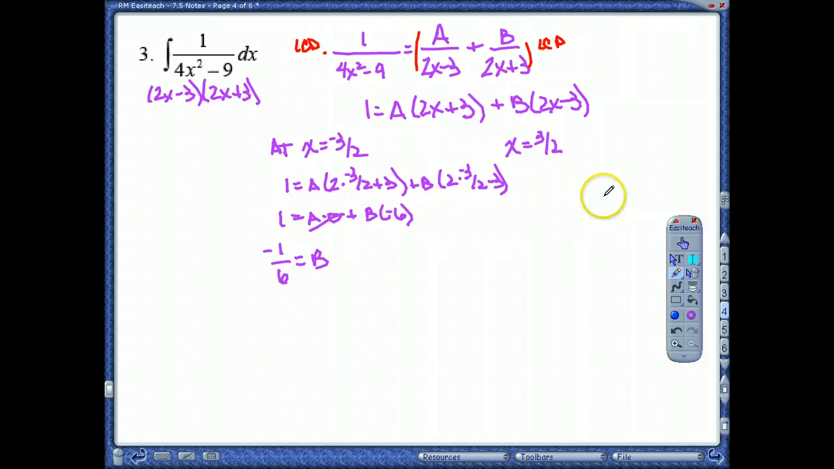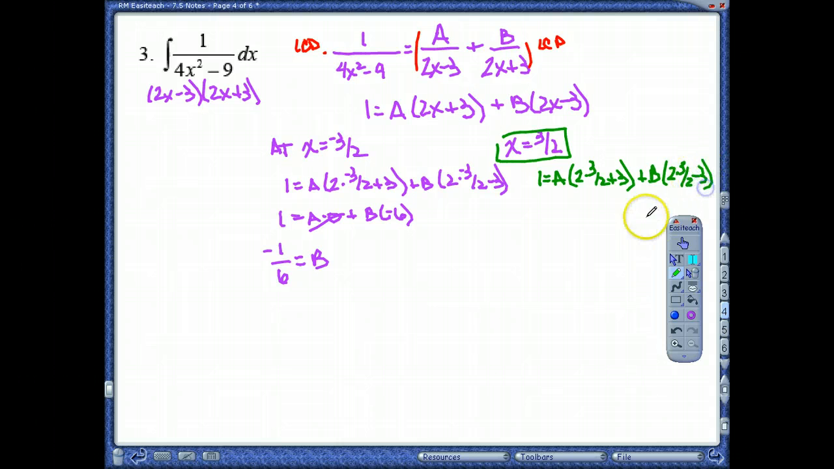So if we do the same thing at x equals 3/2, I'm going to have 1 equals a times 2 times 3/2 plus 3 plus b times 2 times 3/2 minus 3. So that's 0. So I have 6a equals 1, so a is going to equal 1/6.